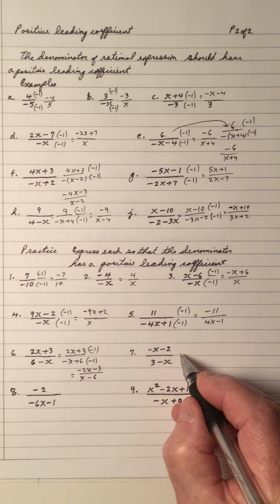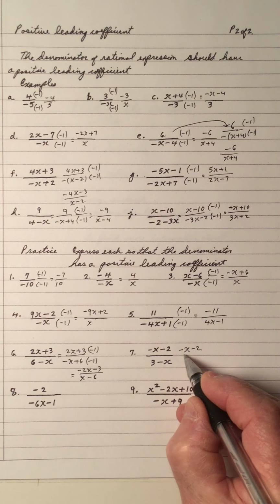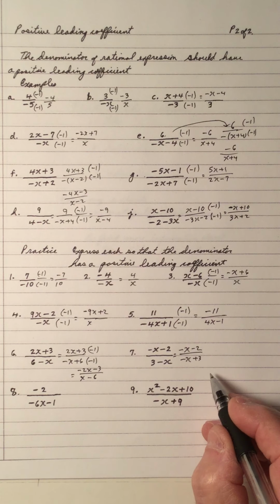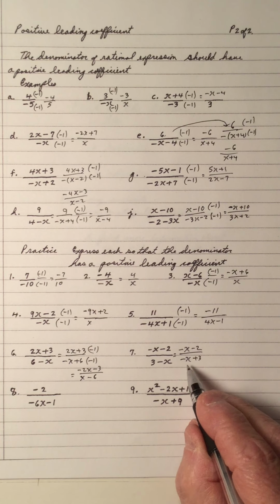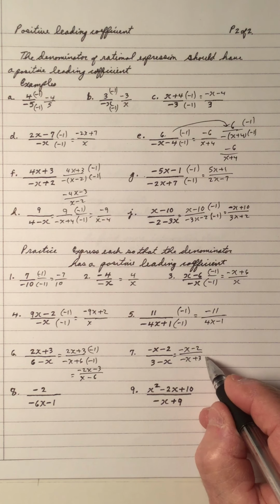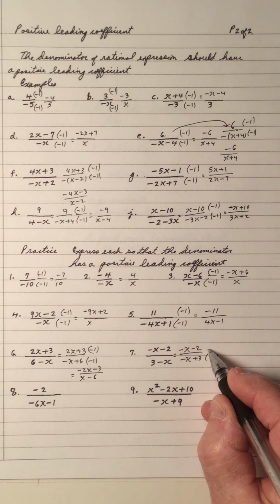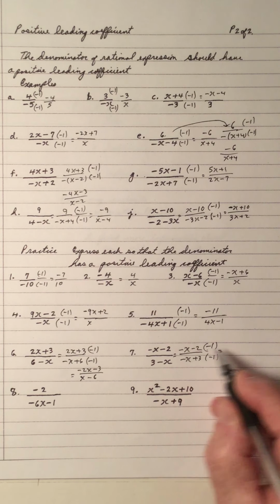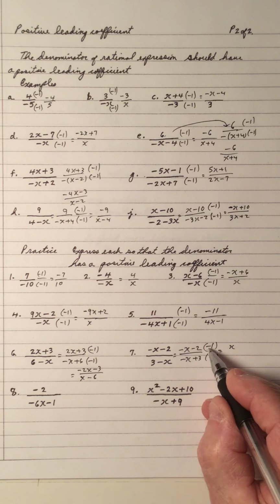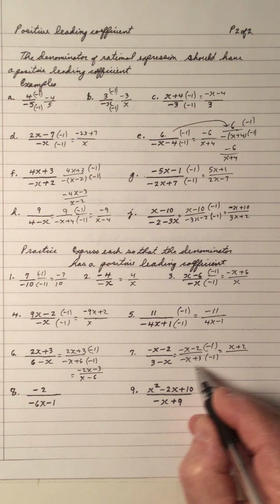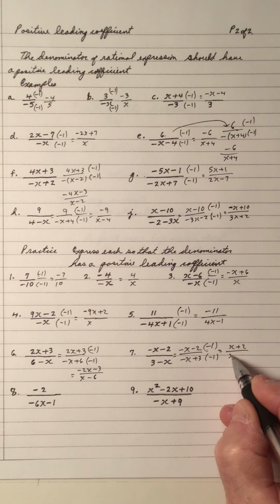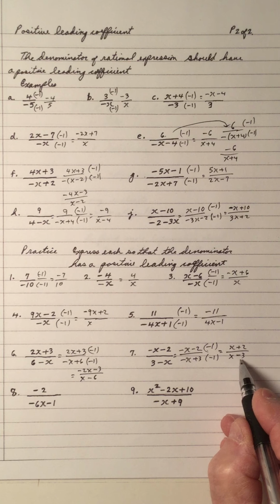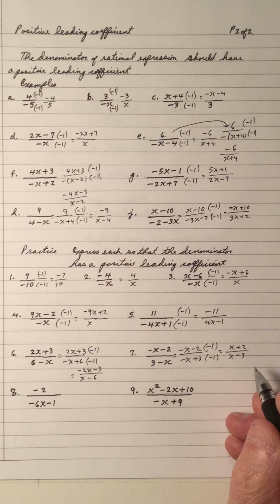And number 7, the same. We got a -x minus 2. Descending order is a -x plus 3. So we want positive leading coefficient in the denominator, so we multiply by -1. And -1 times negative is x. -2 times -1 is 2. -x times -1 is x. 3 times -1 is -3. Descending order and leading coefficient is positive.